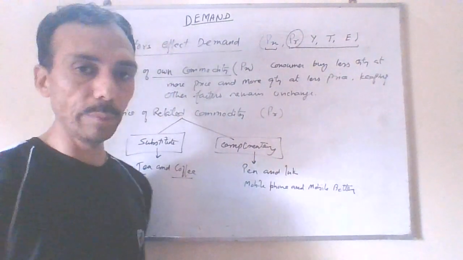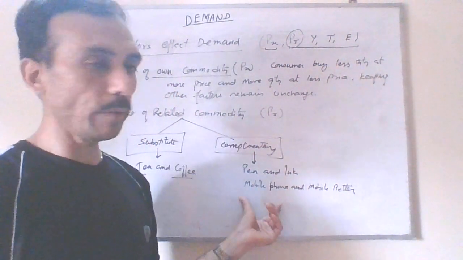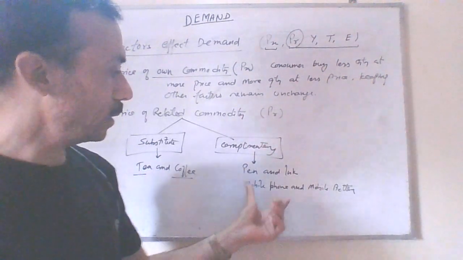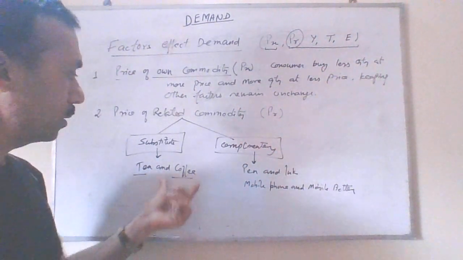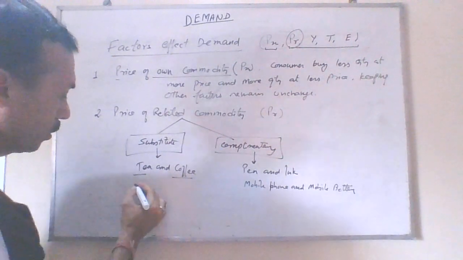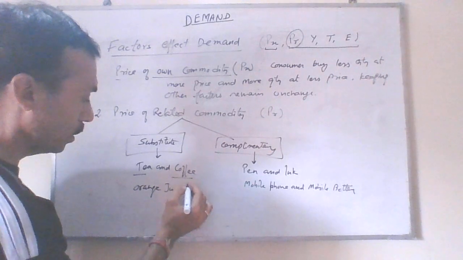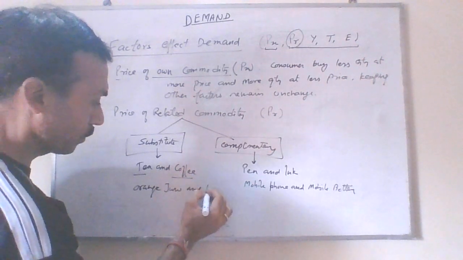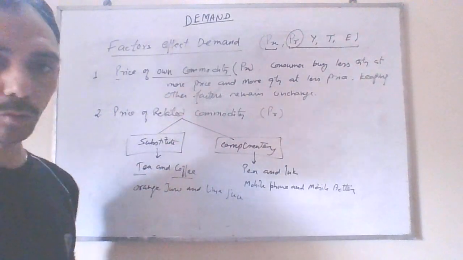These are also complementary goods. Without a mobile battery, we cannot use the mobile phone. So these are the complementary goods. Tea and coffee are substitute goods. Orange juice and lime juice. These are the substitute goods.